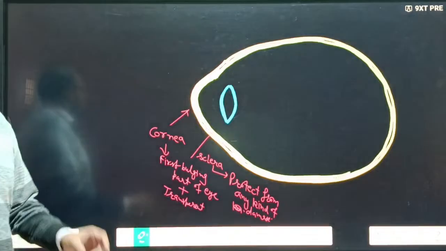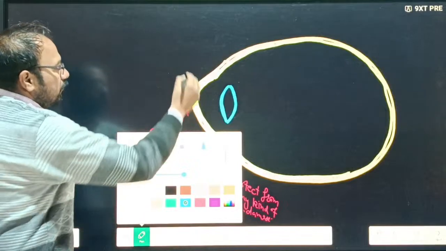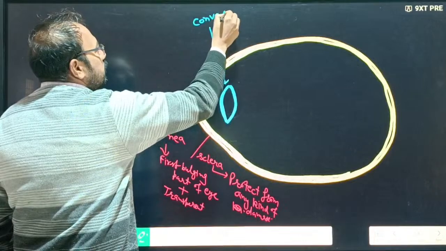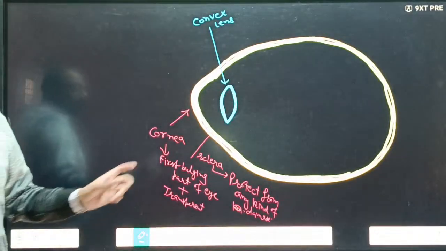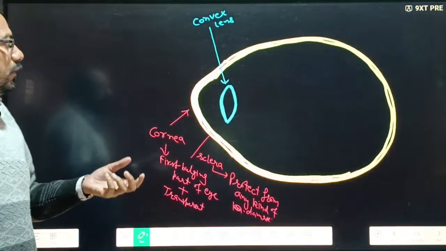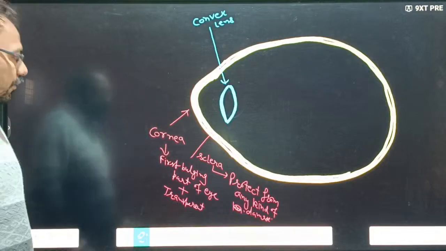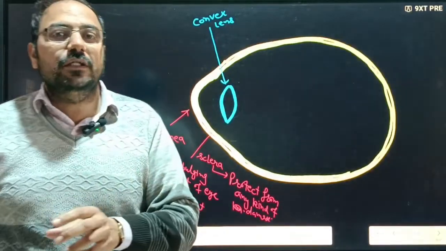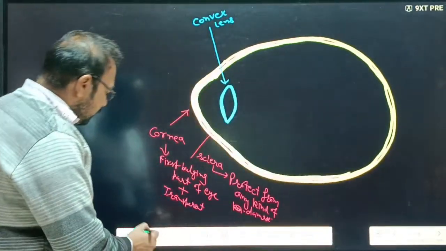So this type of lens is named what? Convex lens. This lens is also known as the converging lens, and it is made of transparent materials, fibers or muscles. With the help of this lens we see different types of objects, and this lens is held by a special type of muscles. That muscle is known as the ciliary muscles. So we make here the ciliary muscles.